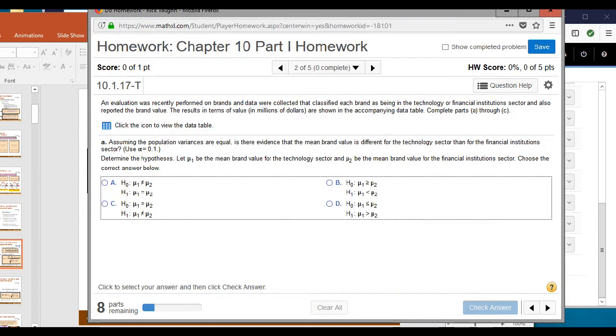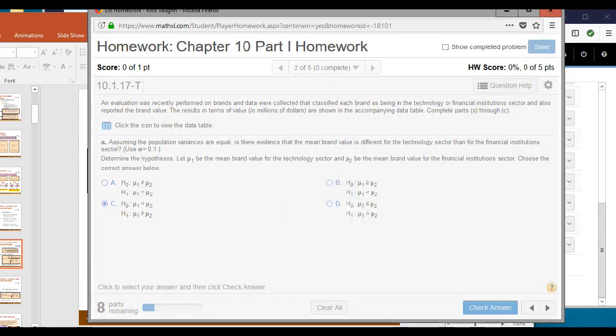This time we're doing a two-tailed test, so we can ignore B and D. We're doing the equals and not equals case. And remember, the equal side always goes with the null. So we're looking at mu1 equals mu2 as the null hypothesis, and that the means are different as the alternative hypothesis. This would be choice C.